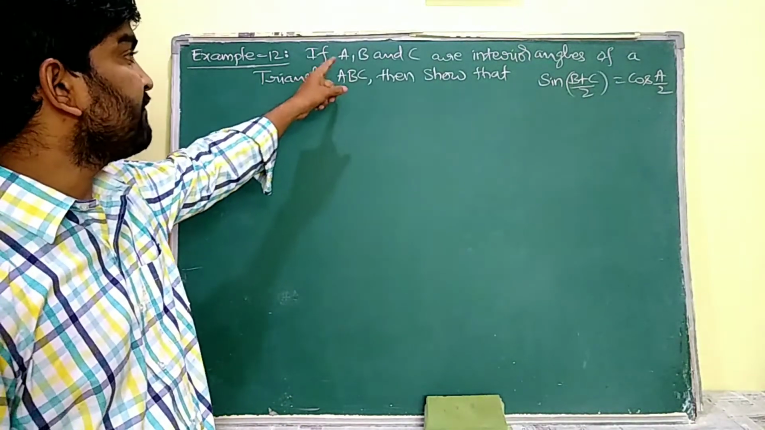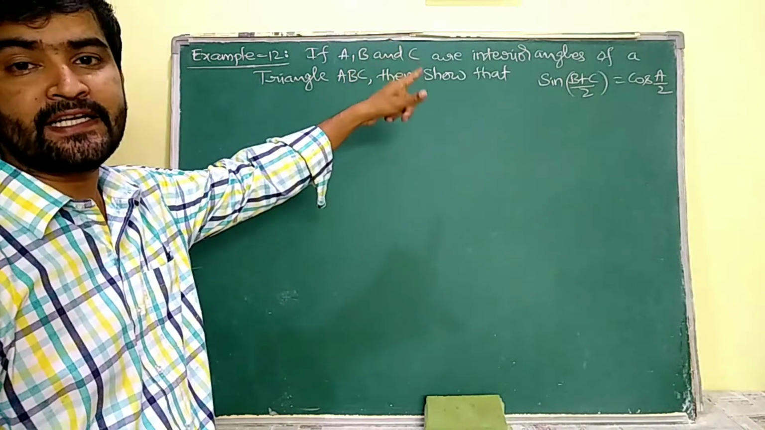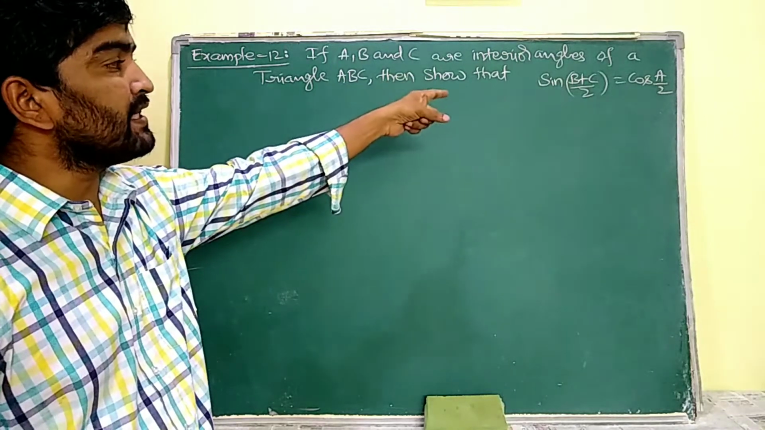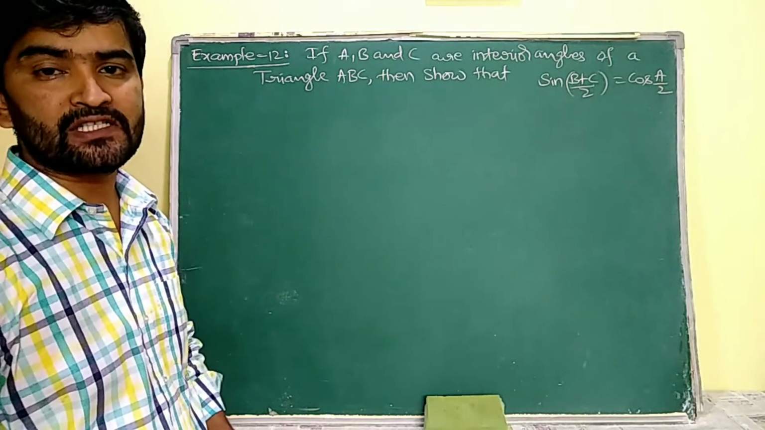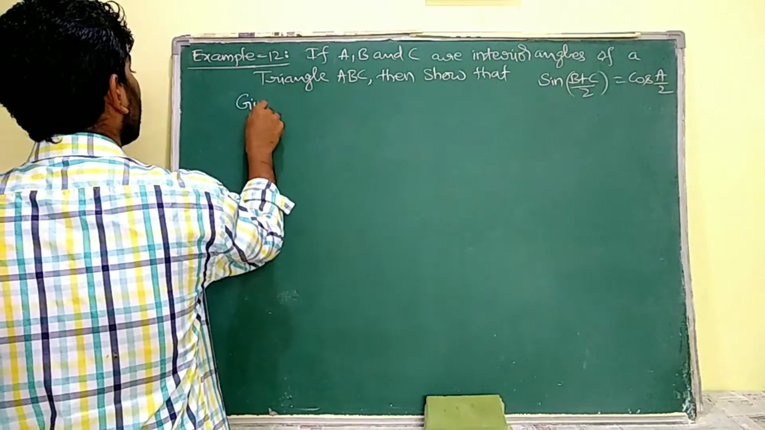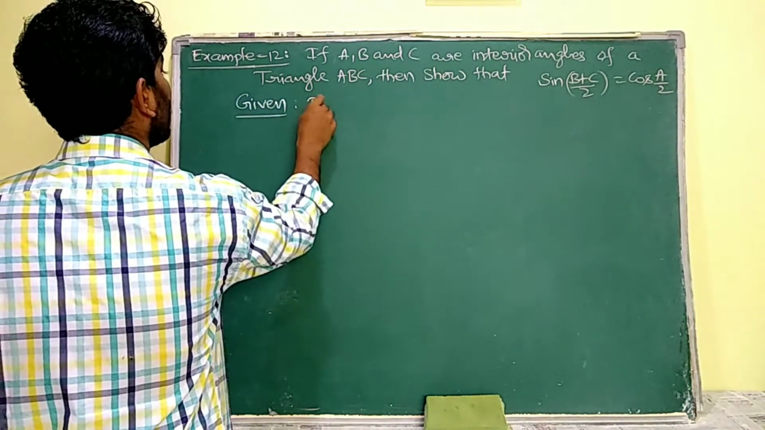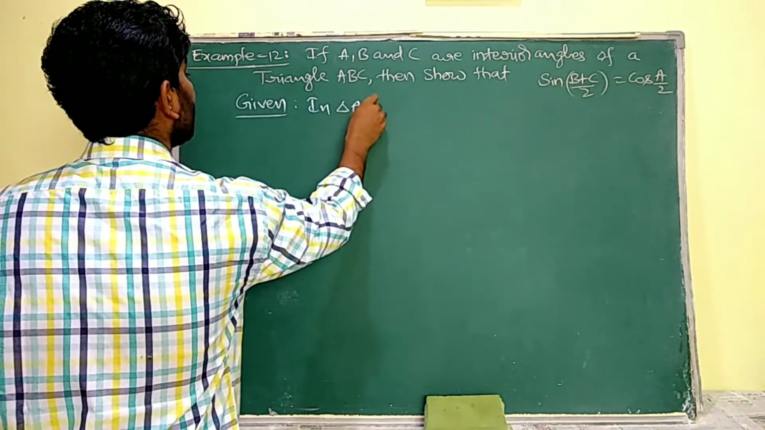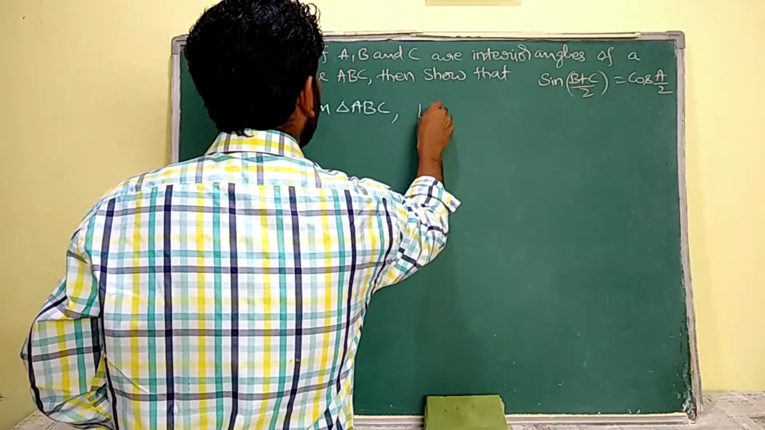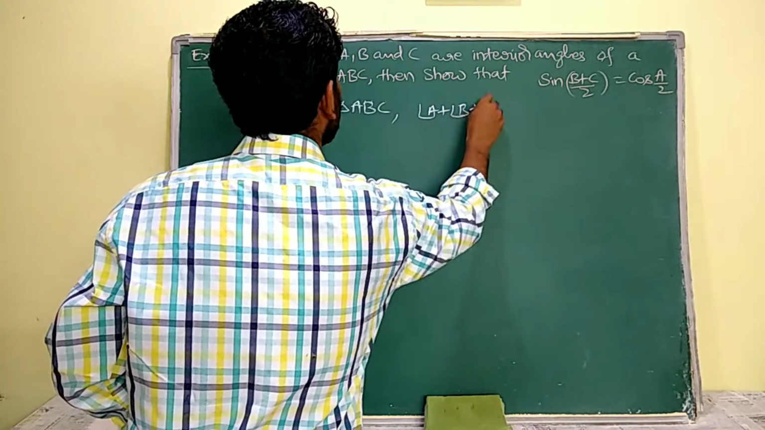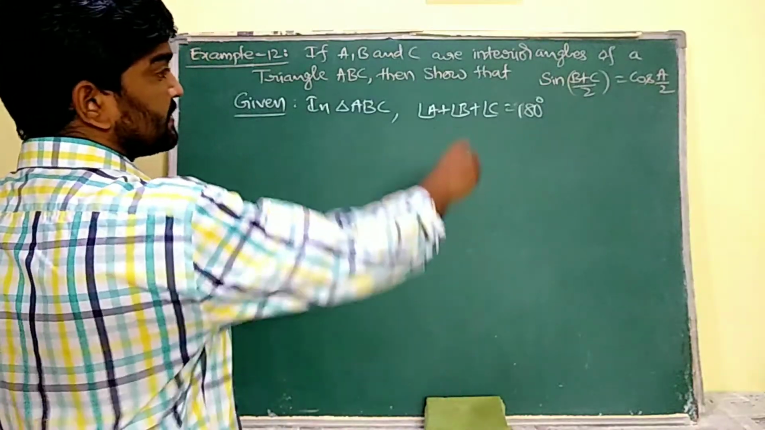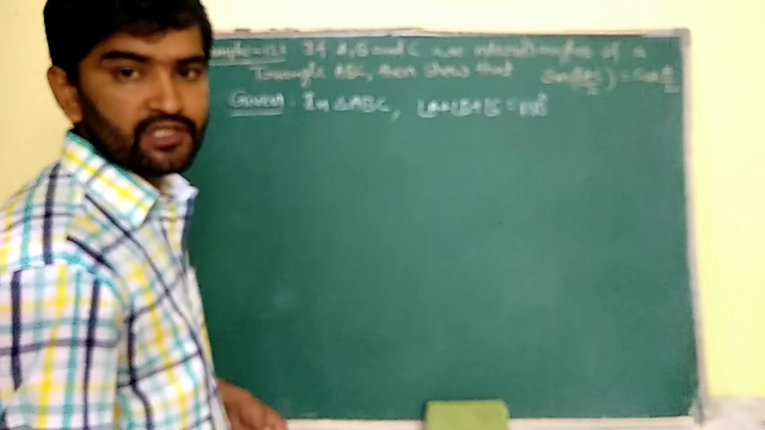Example 12. If A, B and C are the interior angles of a triangle ABC, then he is asking us to show that sin((B plus C)/2) is equal to cos(A/2). It's a very important problem. See first, given in triangle ABC, angle A plus angle B plus angle C is equal to 180 degrees. He asked us to show that sin((B plus C)/2) is equal to cos(A/2).